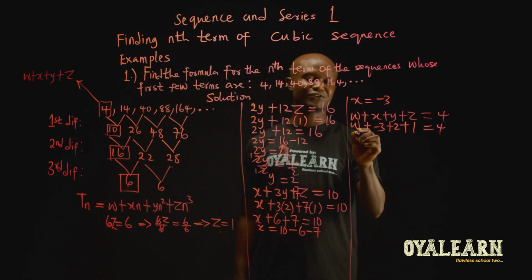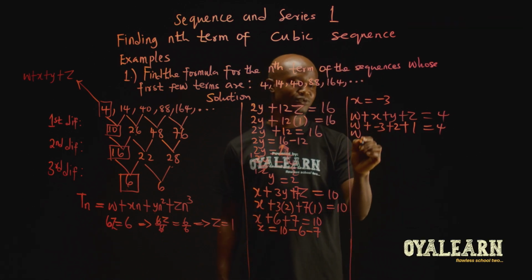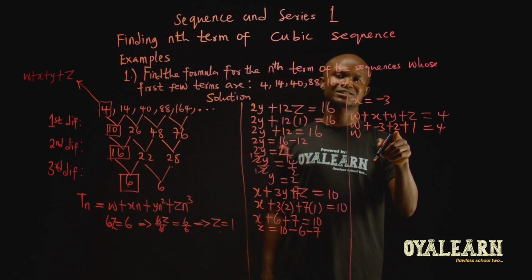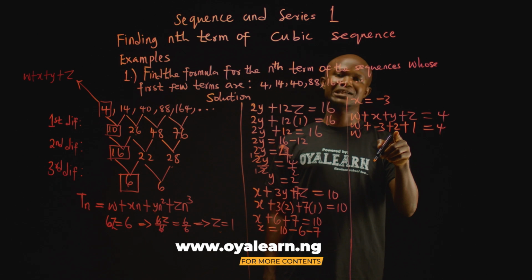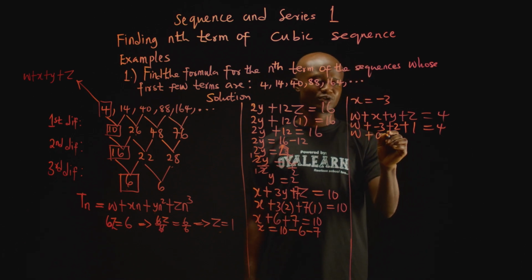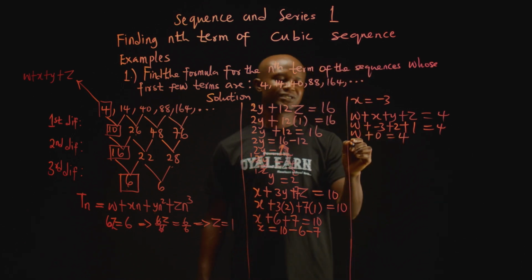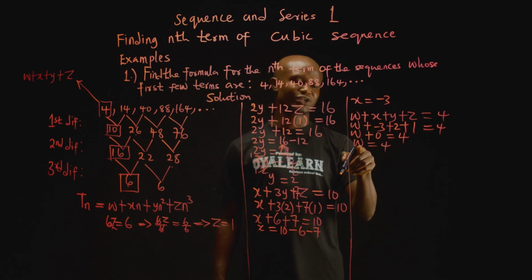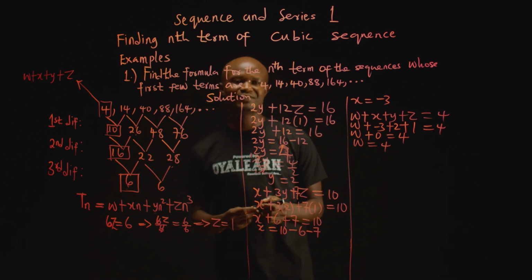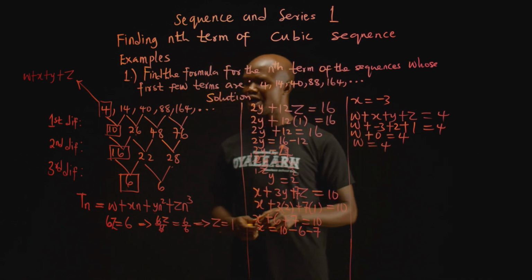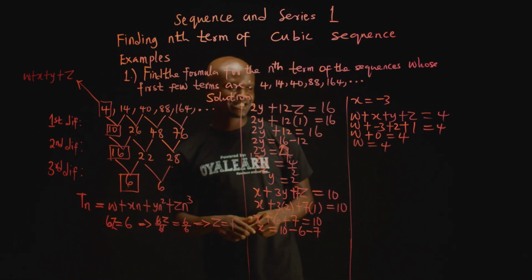Now, simplifying at the left, we have w minus 3 plus 2, that is minus 1. It's the same thing as 2 minus 3. That's minus 1. Plus 1, that will give us 0. So this is w plus 0 equals 4. It means that w equals 4, because w plus 0 gives us w. So now we have the values of w, x, y, and z.